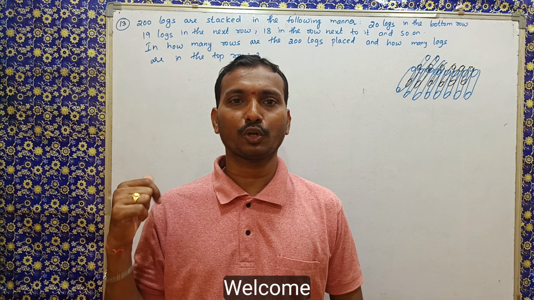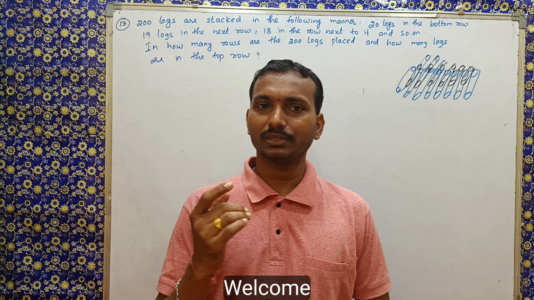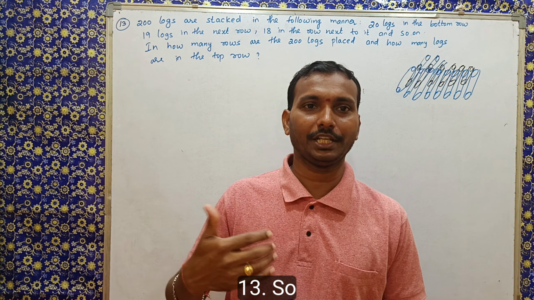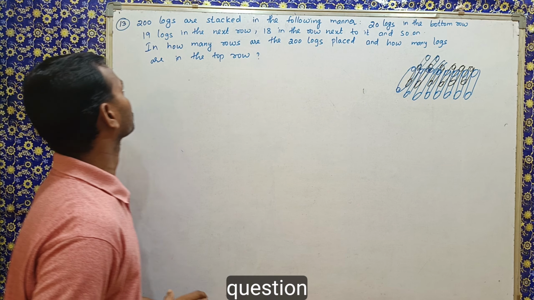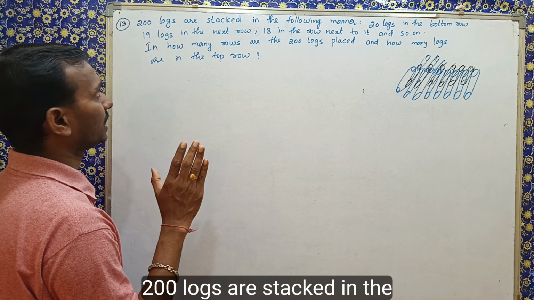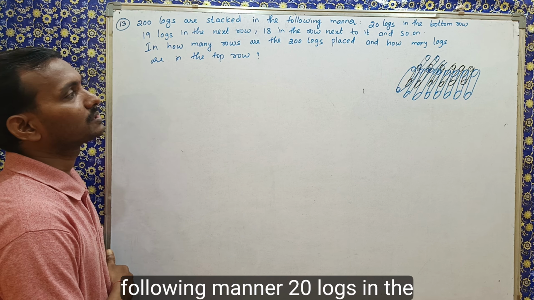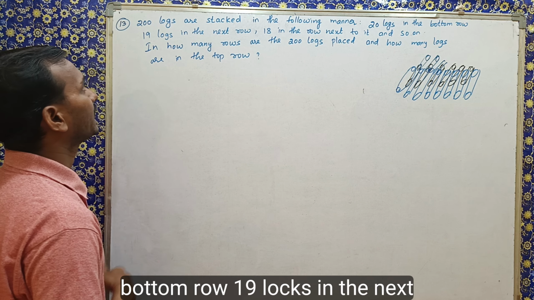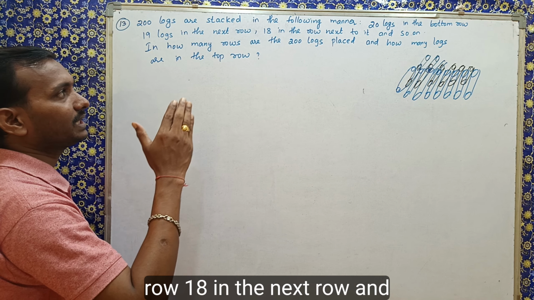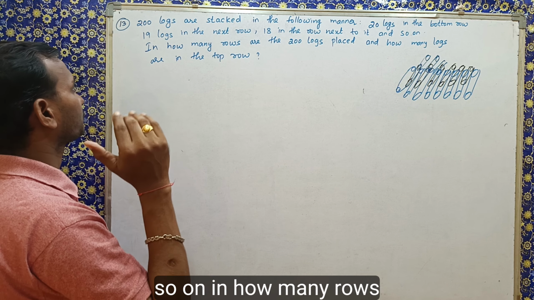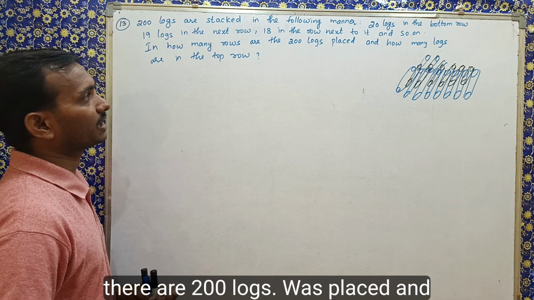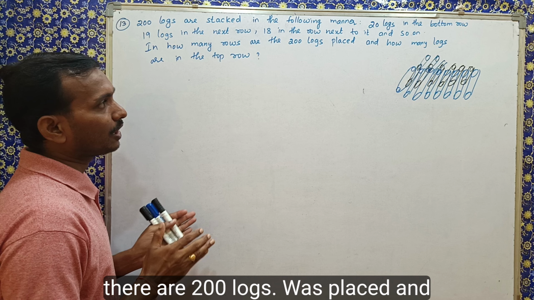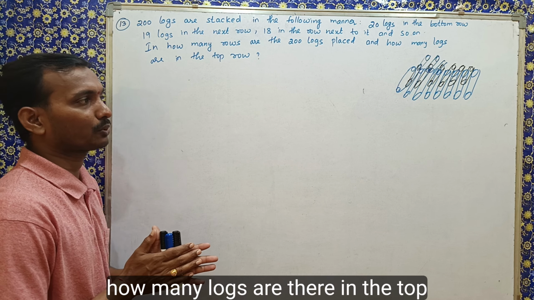ఈ సెషన్ లో మనం ప్రోగ్రెషన్స్ కి సంబంధించి ఎక్సర్సైజ్ నెంబర్ 6.3 క్వశ్చన్ నెంబర్ 13. సో క్వశ్చన్ వచ్చేసి 200 logs are stacked in the following manner: 20 logs in the bottom row, 19 logs in the next row, 18 in the next row, and so on. In how many rows there are 200 logs placed, and how many logs are there in the top row?